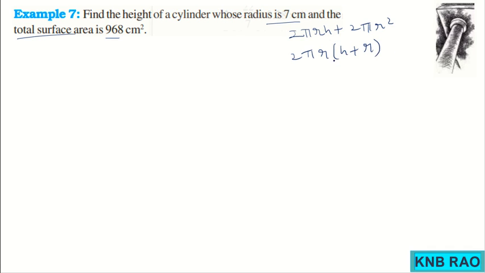Now here I will substitute the r value which is known to us, the pi value which is a constant 22 by 7, and 2. We don't know h, so we will keep h as it is and equate it to 968 centimeter square. Let me present the solution. The presentation will show you how to write it in the exam.